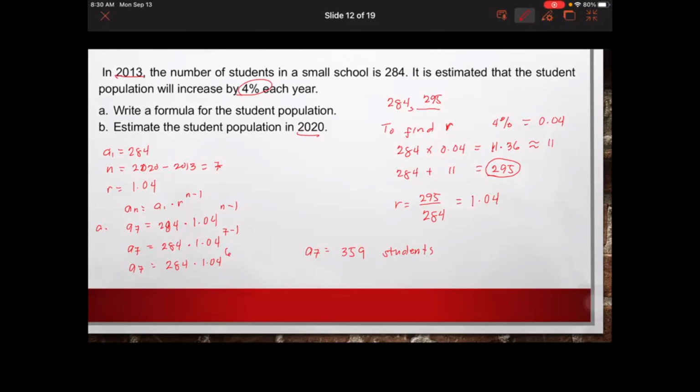Si Bian na huli. Uy, Joshua, diyan ka na pala. Oh, late na.